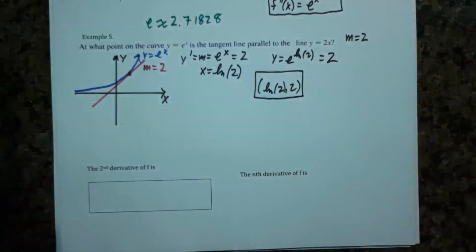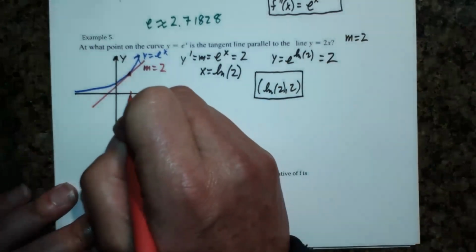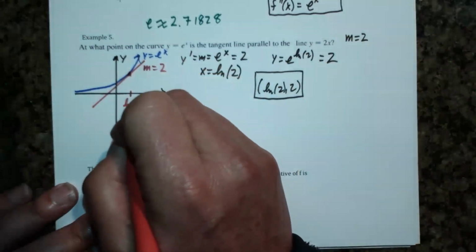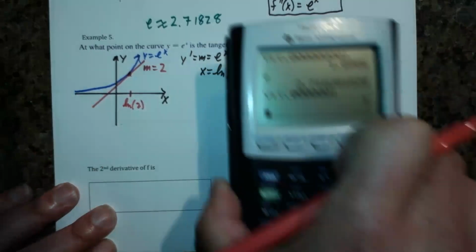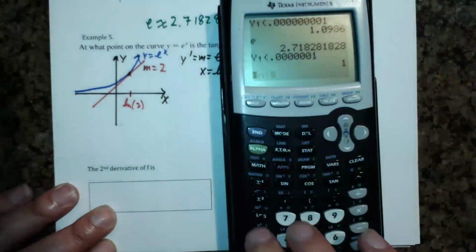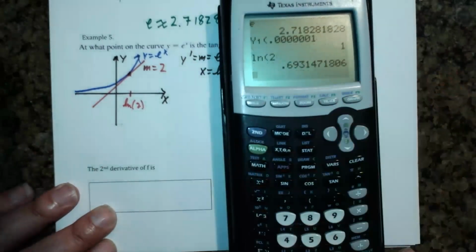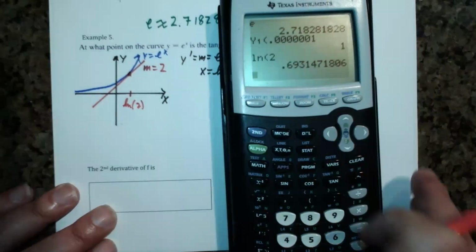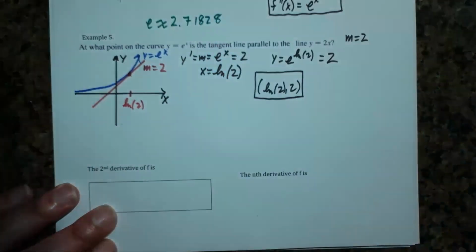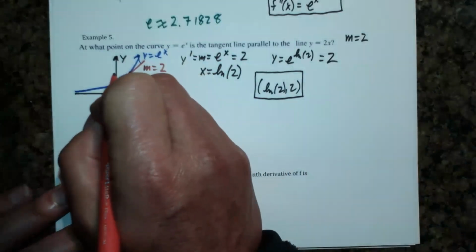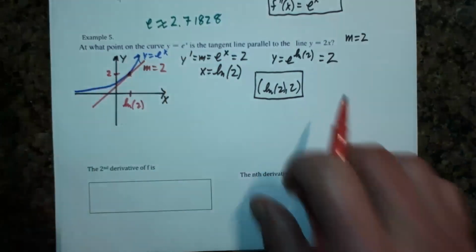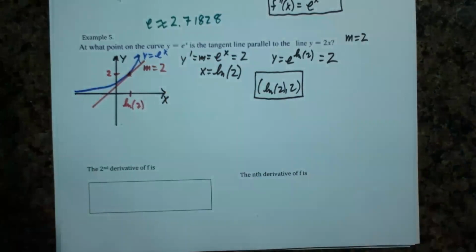Meaning, this is ln of 2. Now, just to be clear, that's a number. ln of 2 is 0.6931 and so on. So it's a number. It's not a very nice number, but it's a number. And this point here, the y coordinate is 2. Kind of cool.